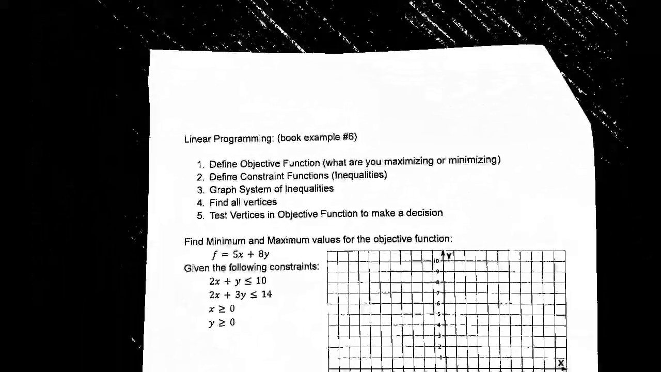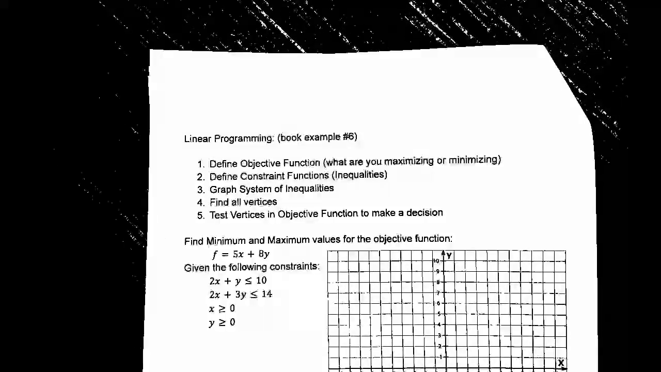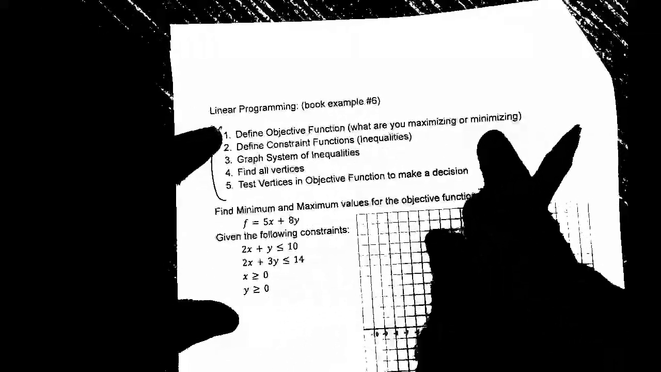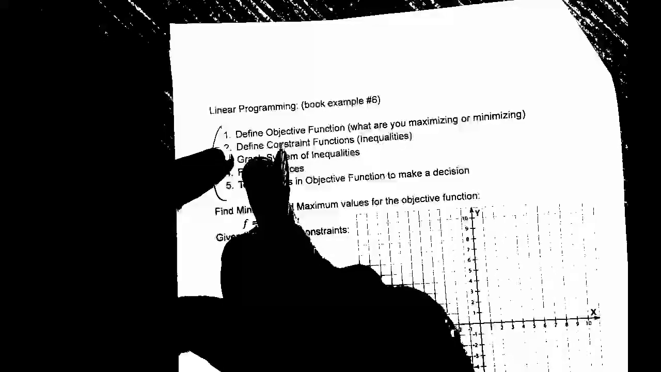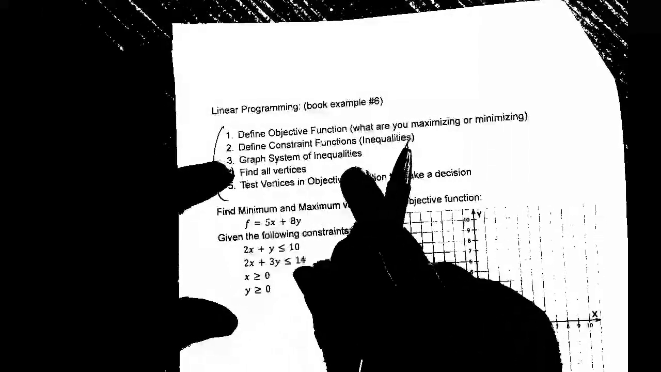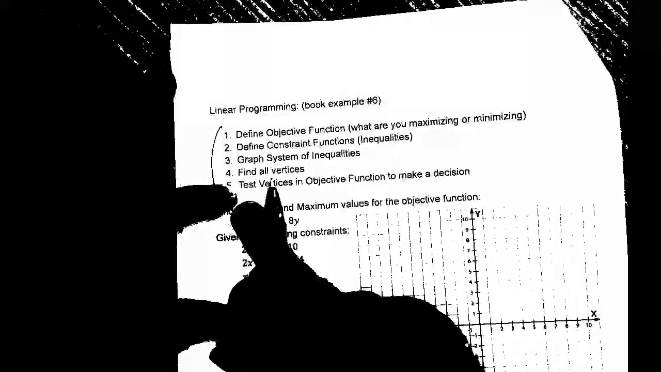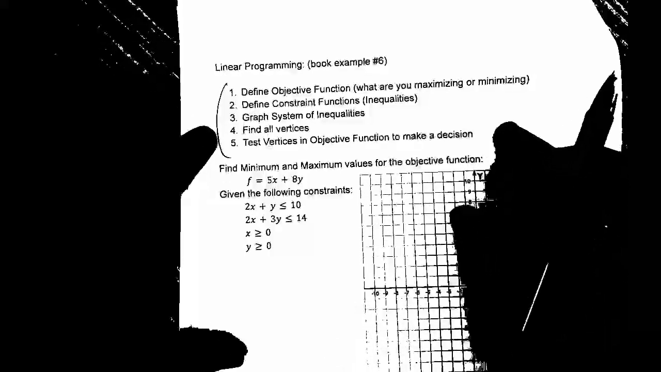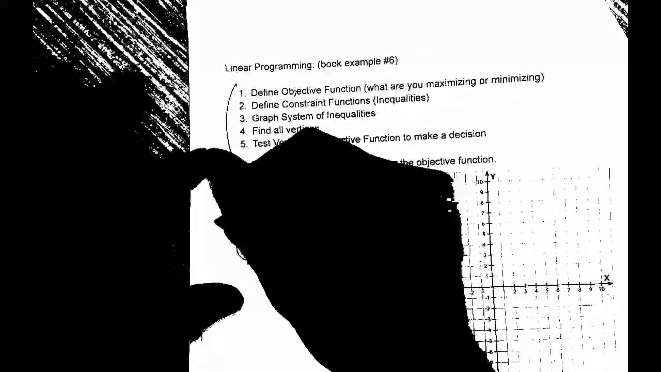Example 2 is a bit more fleshed out. And these are the steps that you want to follow right here. So we're defining our objective function. What are we trying to maximize or minimize? We're defining our constraint functions, which are the inequalities. We're graphing. We're finding the vertices, and then we're testing the vertices. So this is not a word problem, but the objective function and the constraints are given to us. This is the objective right here. These are my constraints.